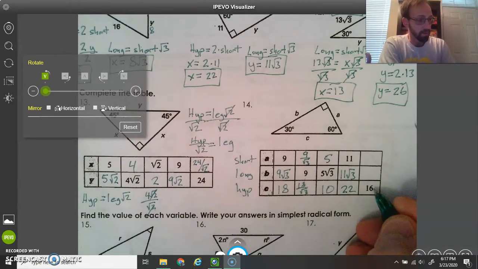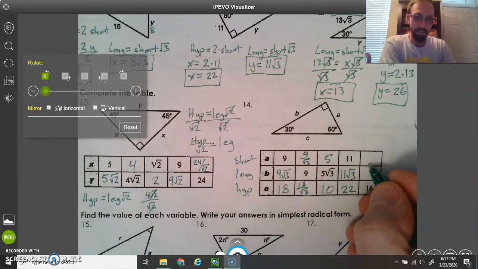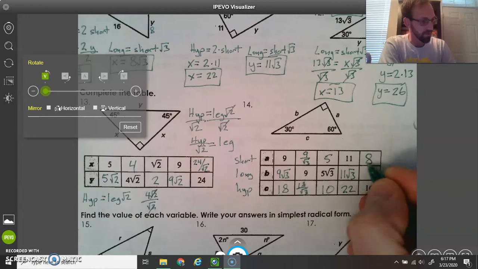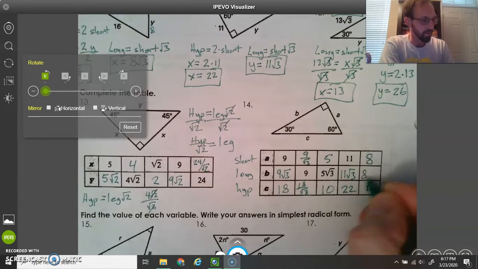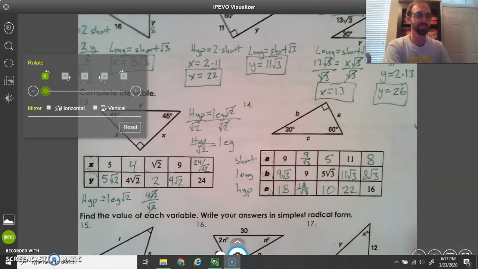If you know the hypotenuse, take it divided by 2 to get the short side, so that's 8. Take 8 times square root of 3 to get your long side. That's the chart.